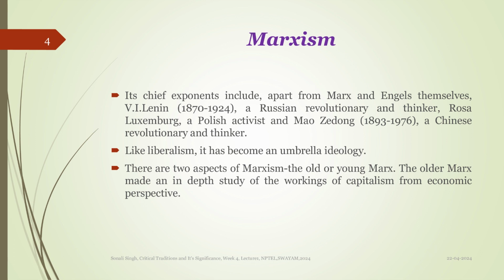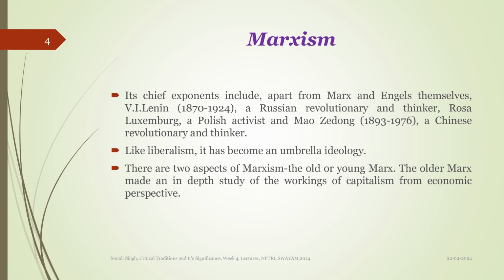Now besides Karl Marx and Friedrich Engels, we have some other very important proponents of Marxism. The chief include V.I. Lenin, who was a Russian revolutionary and thinker, Rosa Luxemburg, a Polish activist, and Mao Zedong, a Chinese revolutionary and thinker. We know that the type of Marxism or communism which was propounded and practiced by Mao came to be known as Maoism.